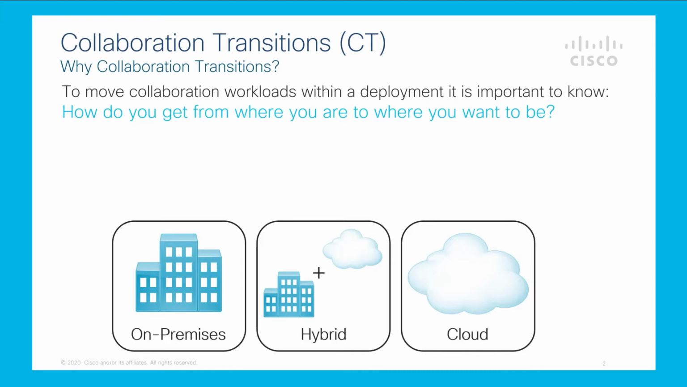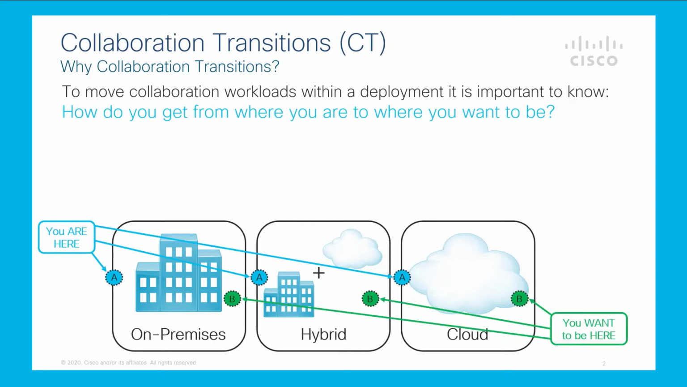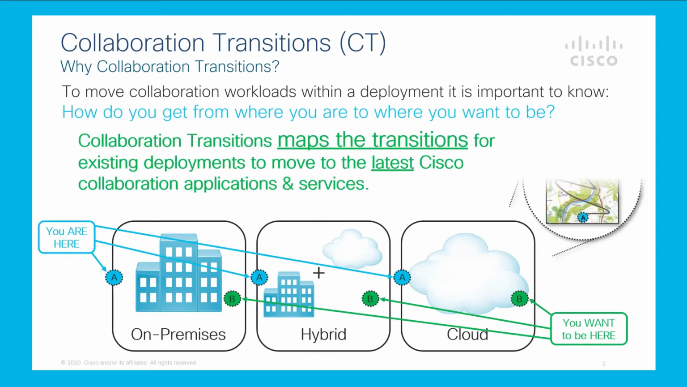Okay, let's begin by understanding why there is a need for the Collaboration Transitions Program. The fact is, in order for our customers to move collaboration workloads within their deployment, it is important for them to know how to get from where they are today to where they want to be tomorrow. Collaboration Transitions is meant to map the transitions of existing deployments to the latest Cisco collaboration applications and services. The Collaboration Transitions Program provides that map so our customers can make these transitions.